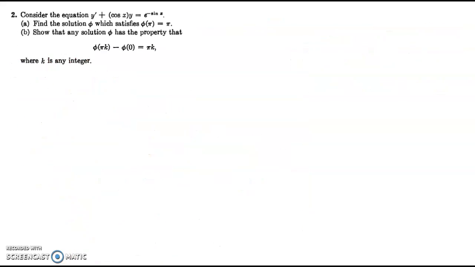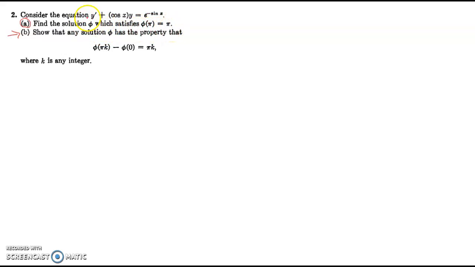All right, let's move on. Let's take a look at number 2. Both parts A and B are assigned, so I'm going to go ahead and do part A together, and I'll leave part B to you guys. Okay, so find the solution of theta or phi which satisfies this equation.